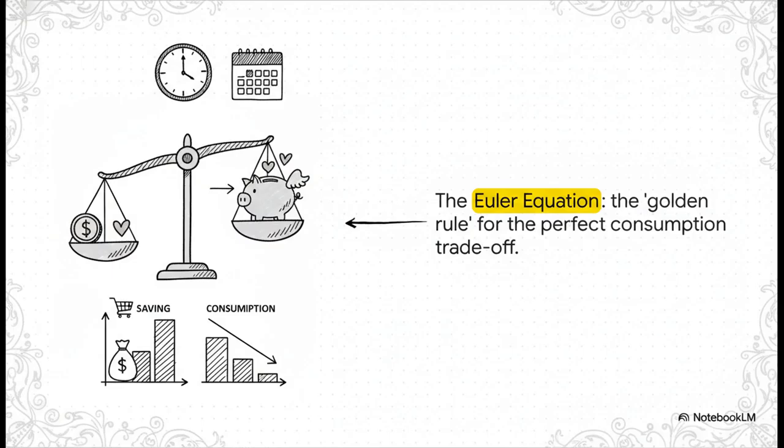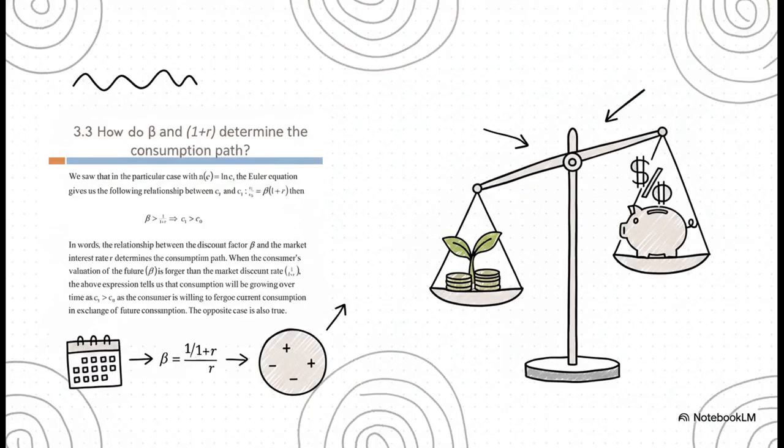Now, it can look a little intimidating, but all it is really is the golden rule of consumption. It's the recipe that tells you exactly how to balance the joy you get from spending today against the joy you'll get from spending tomorrow. And what this all boils down to is a kind of tug-of-war. On one side, you have your own personal level of patience, how much you value future happiness. On the other side, you have the market interest rate, which is basically the reward the world gives you for being patient. If you're naturally a more patient person than the market is rewarding, you'll save. If you're an impatient person, you're probably going to borrow.